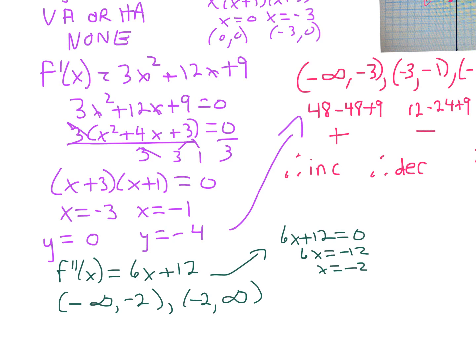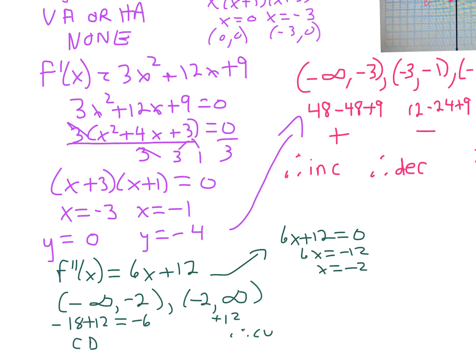Minus 3 would give us 6 times minus 3, minus 18, plus 12. That's negative, and so therefore we're concave down in that part of the graph. From negative 2 to infinity, let's try 0 because that's easy. 6 times 0 is 0, plus 12 is 12. That's positive. And so that means that we are concave up for that interval in the graph.